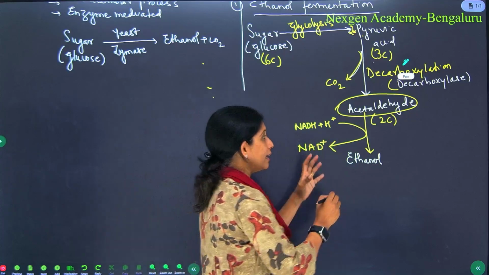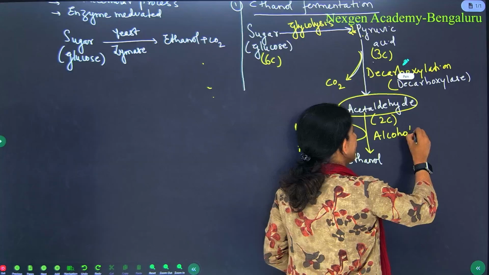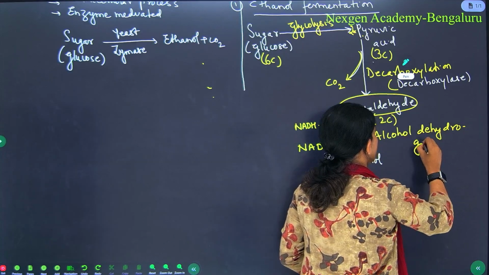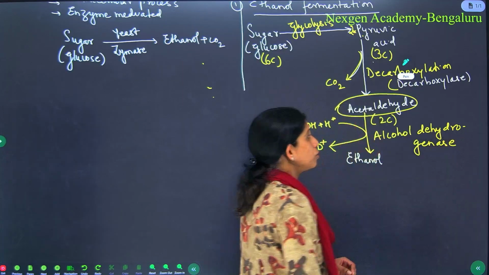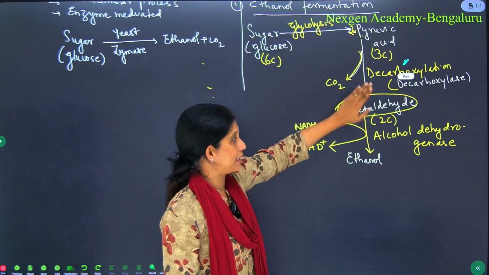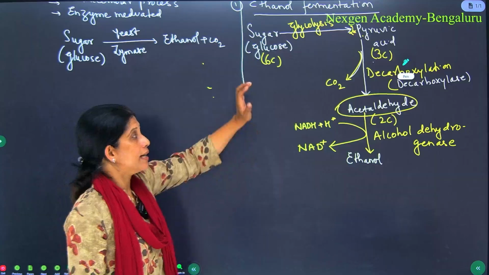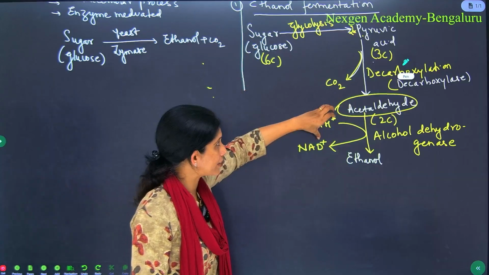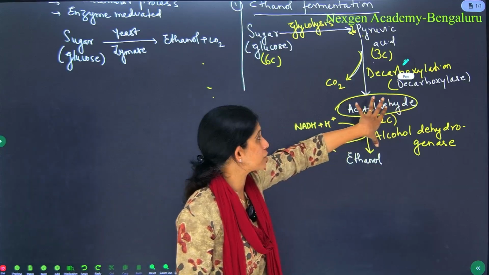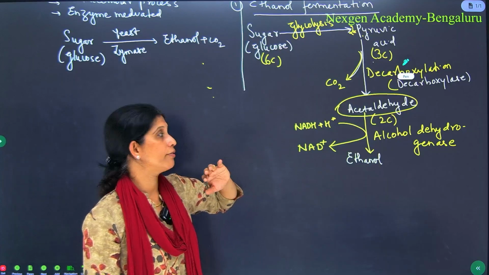Now here the enzyme that is participating is alcohol dehydrogenase, right? So you can see here 2 enzymes are participating in the process. One is decarboxylase, the other enzyme is alcohol dehydrogenase. In the textbook, they have given both together and the ultimate product as ethanol. But it is very important for us to remember acetaldehyde is an intermediate product during the formation of alcohol, right?